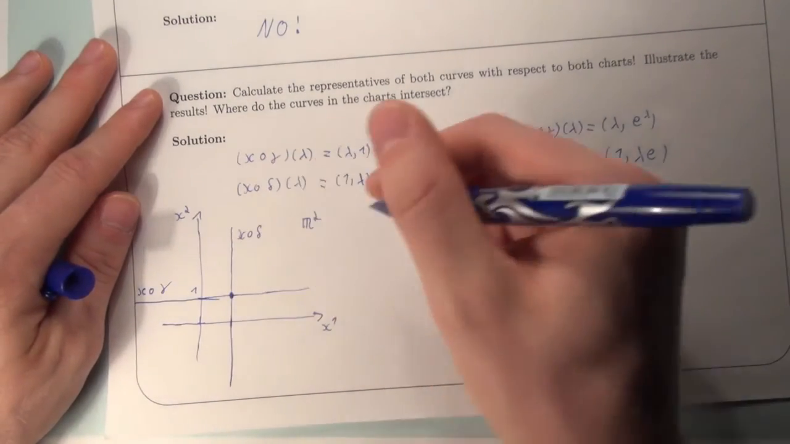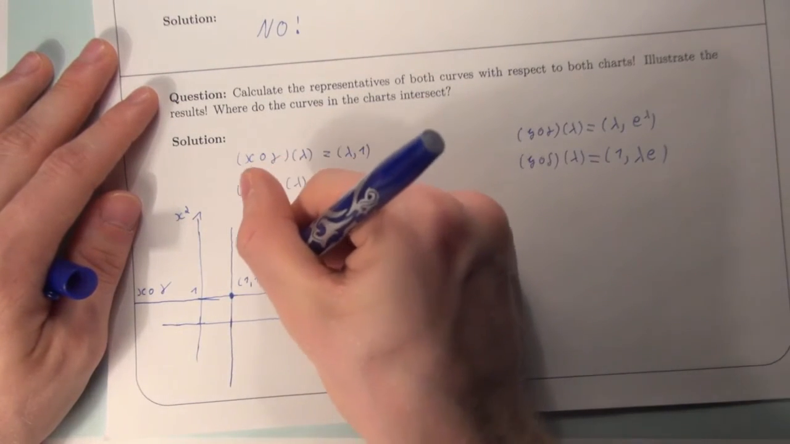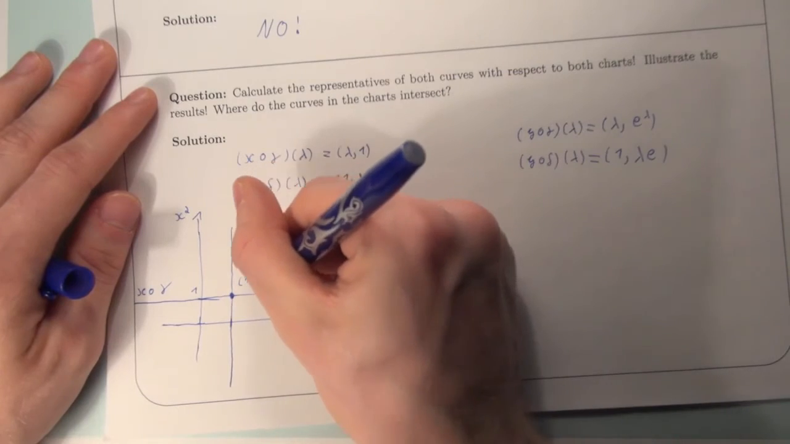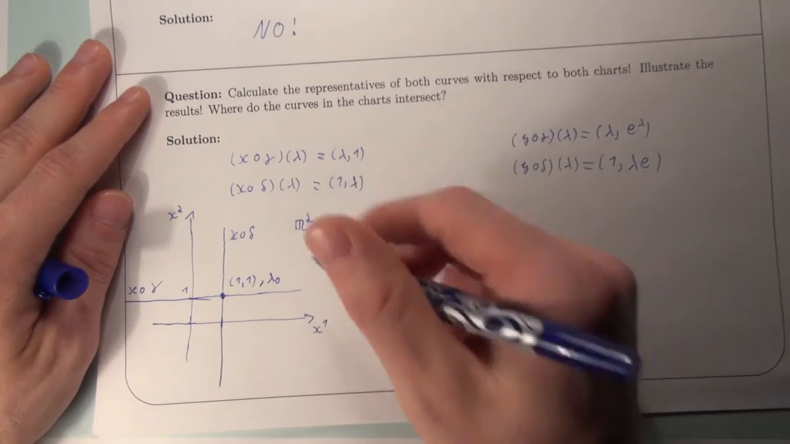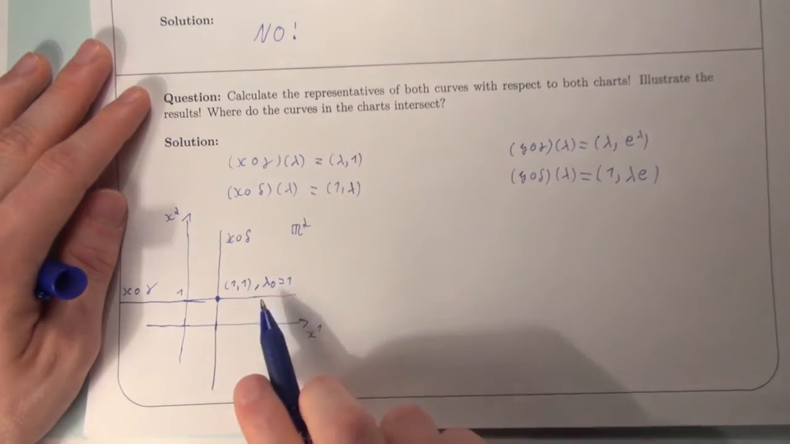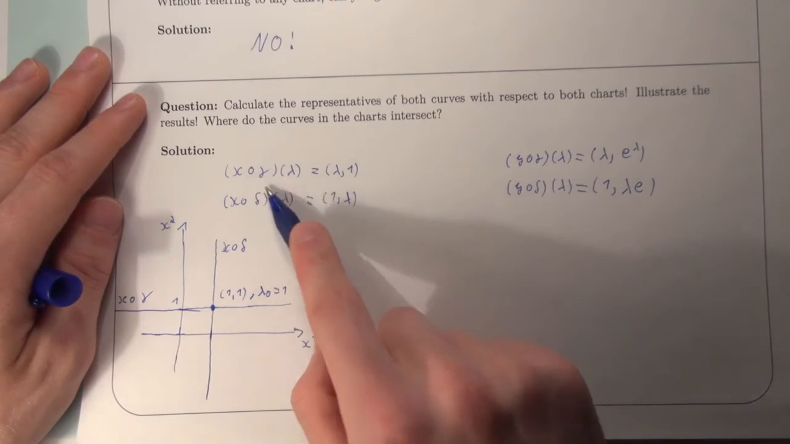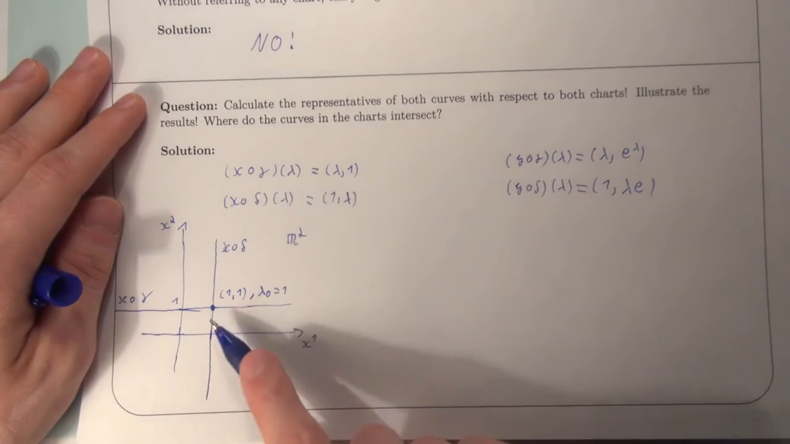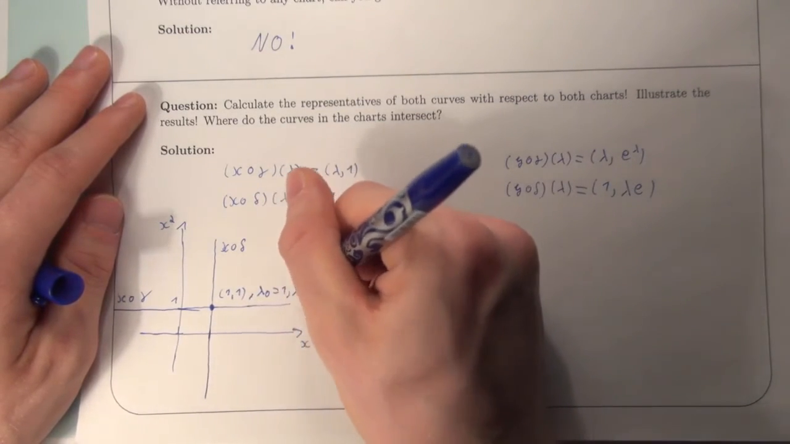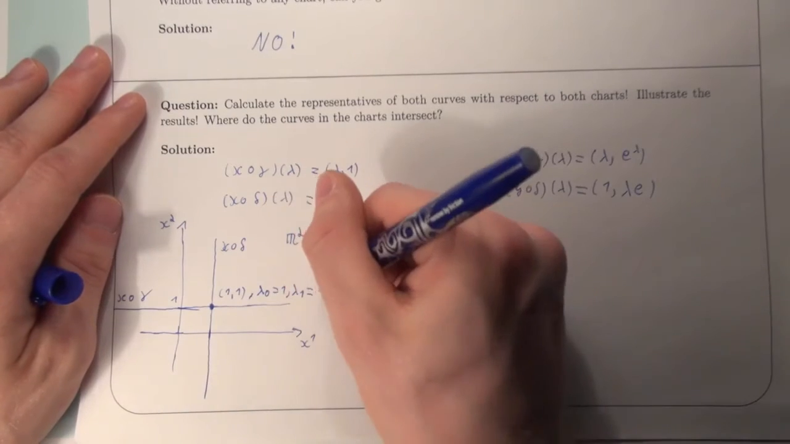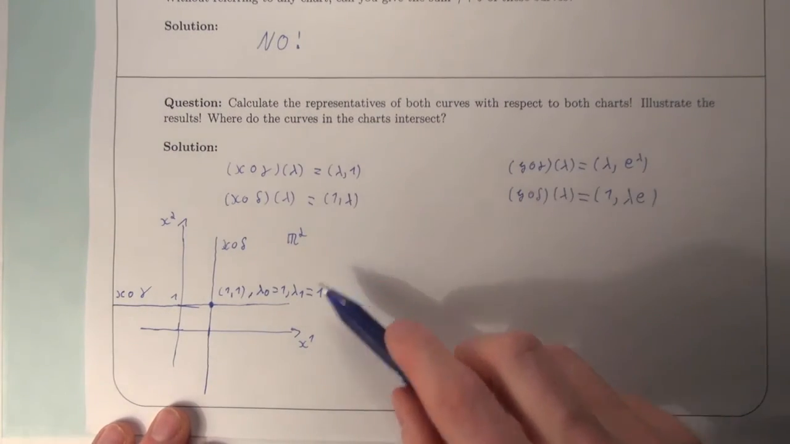And they intersect here in the point 1, 1 at the parameter value lambda naught equals 1. So this is the parameter value where this curve, the first curve, yields the intersection point. And lambda 1 is the parameter value for the second curve, but it also is 1. Right? At 1 both curves intersect each other.